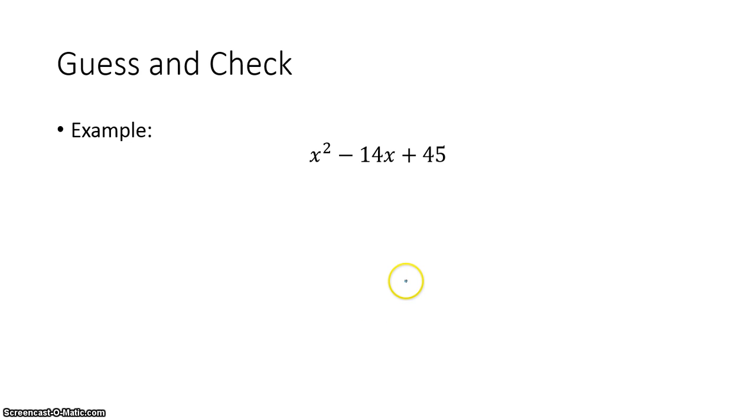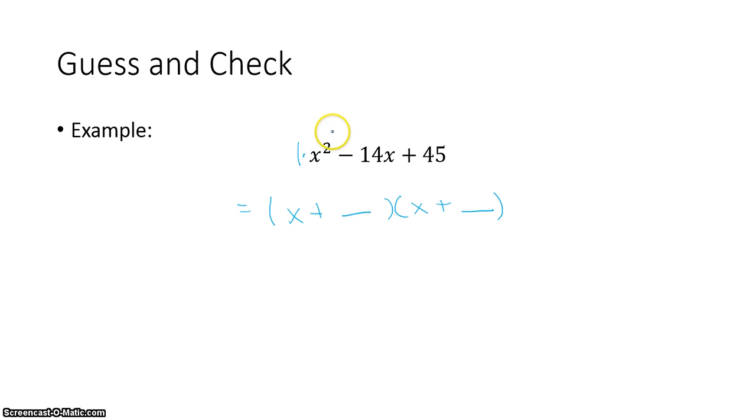X squared minus 14x plus 45. Another thing to note is that, again, the coefficient on the monomial of degree 2 is 1. Now, the guess and check method works best when that's the case. If you get something like 2 or 3 or some other that's not 1, you may want to start with a different method that we're going to talk about next. But again, when we have a leading coefficient of 1, we're going to take a guess. We know it's going to look like x plus something times x plus something else.